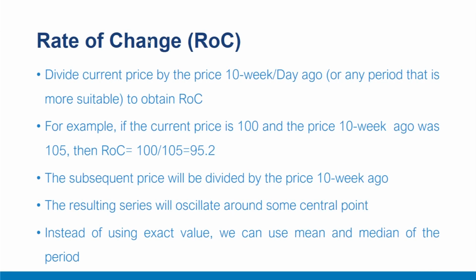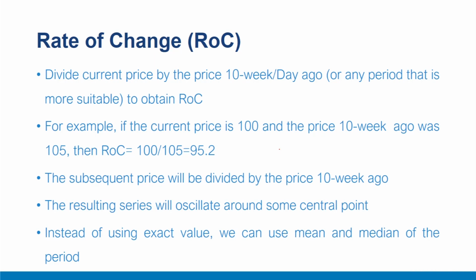The simplest way of measuring momentum is to calculate the rate at which a security price changes over a given period of time. This is often known as the rate of change, or ROC, indicator. If it is desired, for example, to construct an ROC using a 10-week time span, then the current price is divided by the price 10 weeks ago.